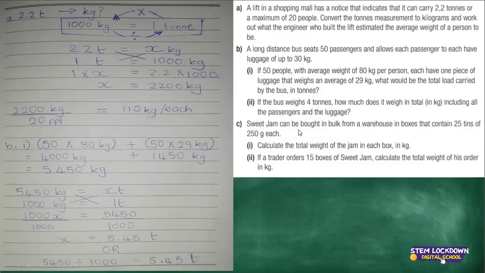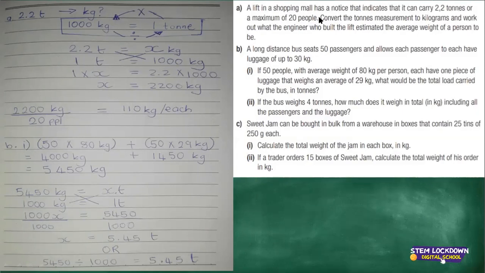And then question 2 now. The second question is, a lift in a shopping mall has a notice that indicates that it can carry 2.2 tons or a maximum of 20 people. Convert the tons measurements to kilograms and work out what the engineer who built the lift estimated the average weight of a person to be.